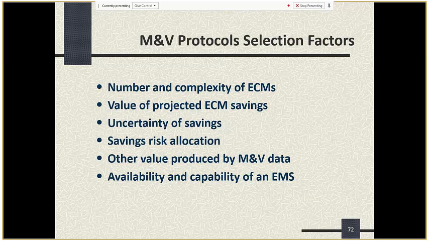Now, what factors affect what M&V method you want to use? Well, how many ECMs do you have to deal with? That's a factor. How complicated are they? How large are the savings? The larger the savings, the more it may be worthwhile investing money in M&V to track them. How uncertain the savings are, which we talked about when we had that little graph on stipulation. And what's the risk allocation for savings if there's a shortfall?